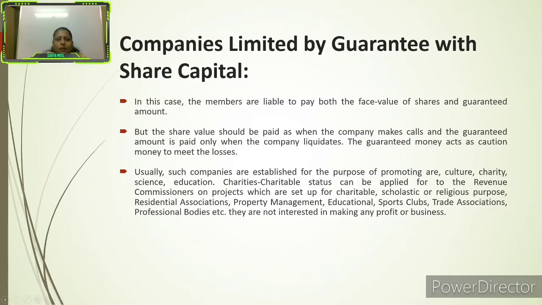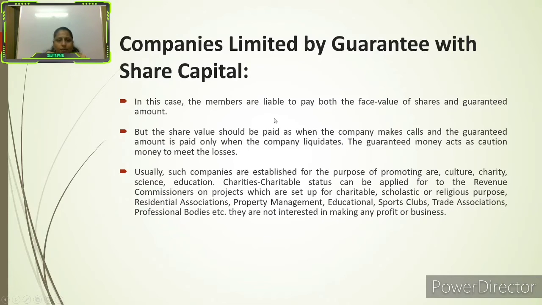Next, the company limited by guarantee with share capital. In this case, members are liable to pay both the face value of the shares and the guaranteed amount. But the share value should be paid as and when the company makes a call, and the guaranteed amount is paid only when the company liquidates.